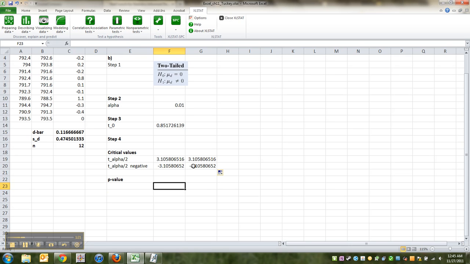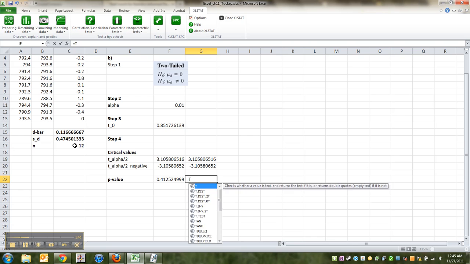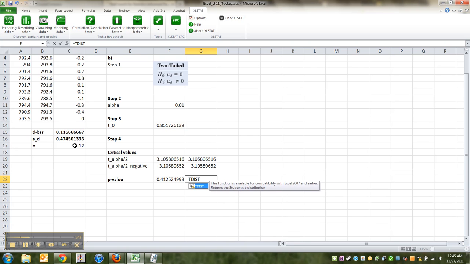All right, now the p-value is going to be equal to T.DIST.2T because it's a two-tailed test. X was 0.85. Degrees of freedom is 12, take away 1. Close parentheses. Enter. There we go. Now, old school Excel would be TDIST. Again, 0.85. Degrees of freedom is 12, take away 1. And you just tell it 2 for two-tailed. Enter.